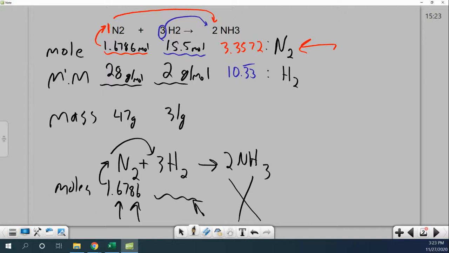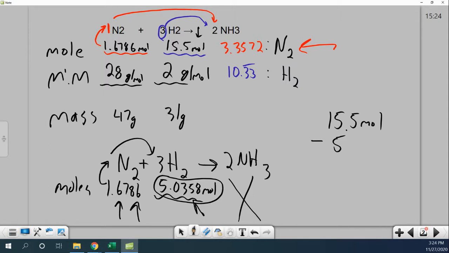So I divide by 1 and I times by 3. 1.6786 times 3. Turns out I will be using up 5.0358 moles of hydrogen. That's what I'm using up. So I can look up at my original mole table and know I was given 15.5 moles. And I know I'm going to use up 5.04 moles, so 15.5 minus 5.04 means I have 10.46 moles left.